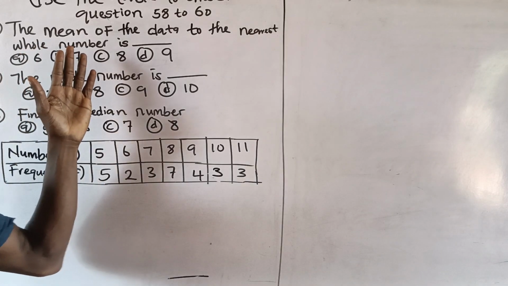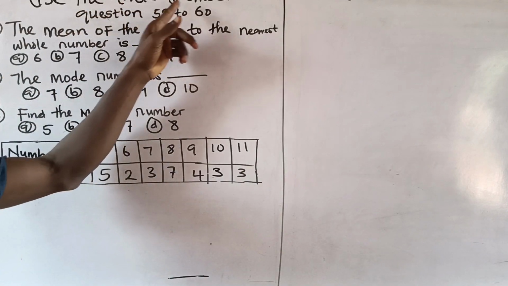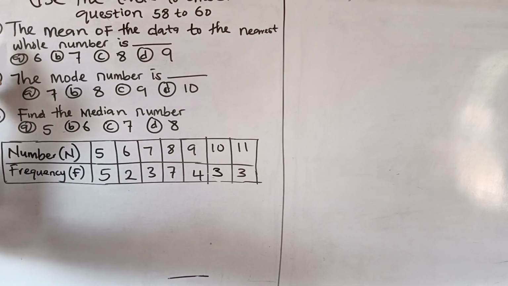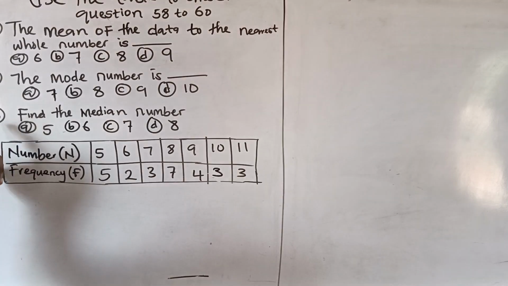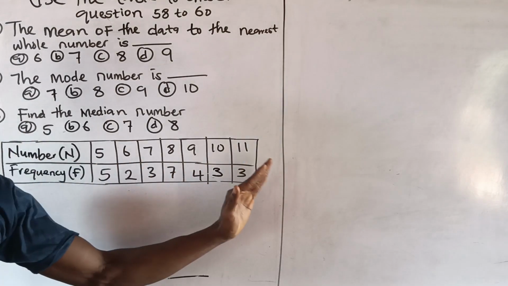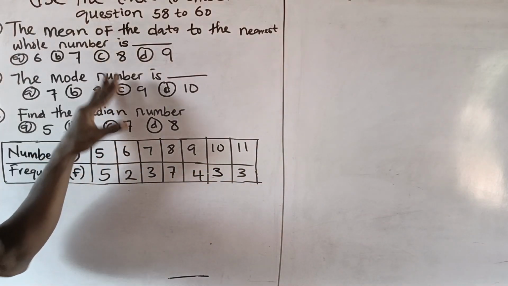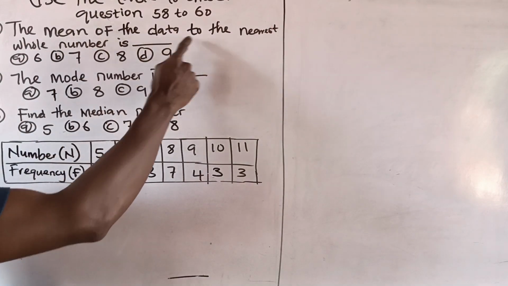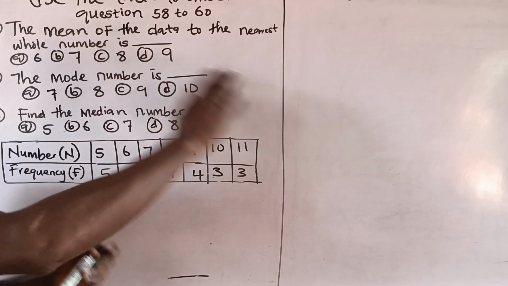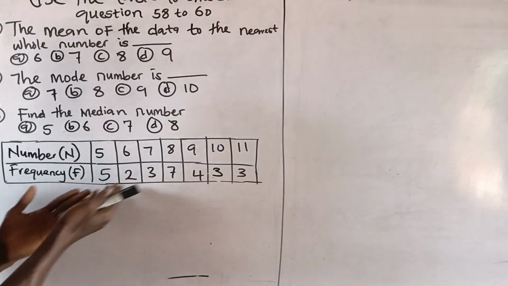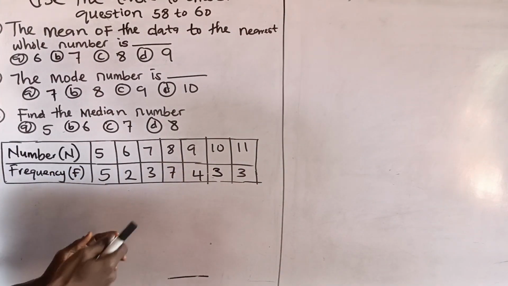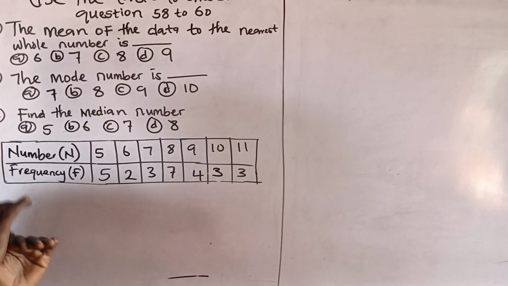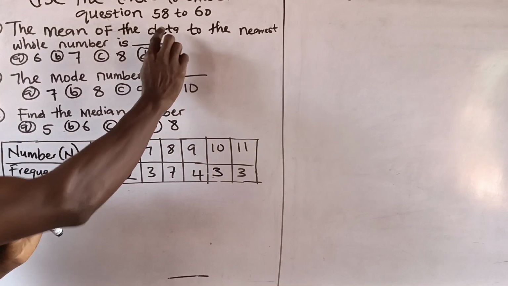Let's check this question. Use the table to answer questions 58 to 60. These are question 58, question 59, and question 60. And this is the table they ask us to use to answer these questions. Question 58 says, the mean of the data to the nearest whole number is dash. So look at this table. They want us to use this table to get the mean of the data, and after we have gotten the result, we should approximate it to the nearest whole number.